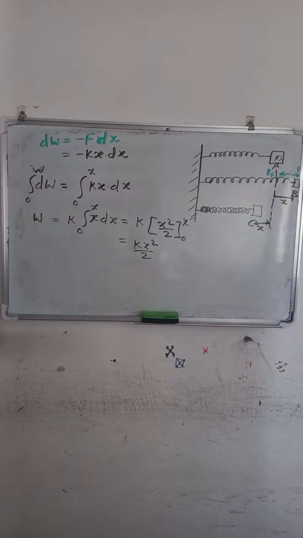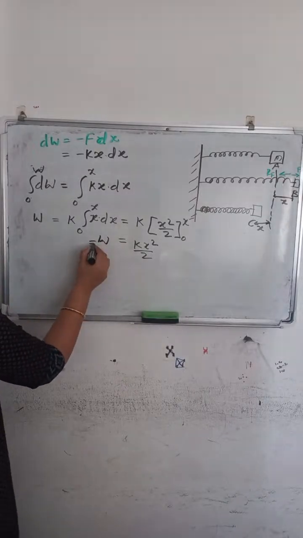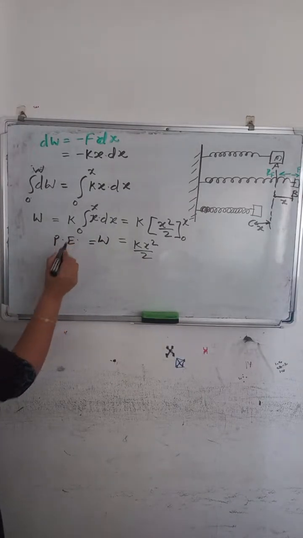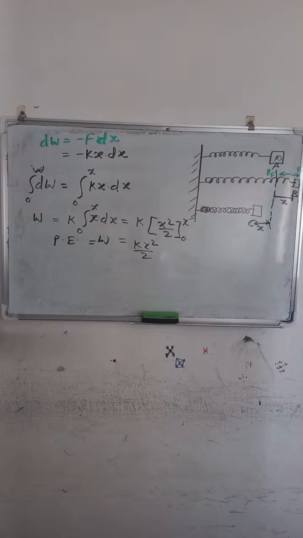Work done is also known as potential energy in the spring. So here the potential energy is equal to half kx square. We can mention this as the potential energy at point B.